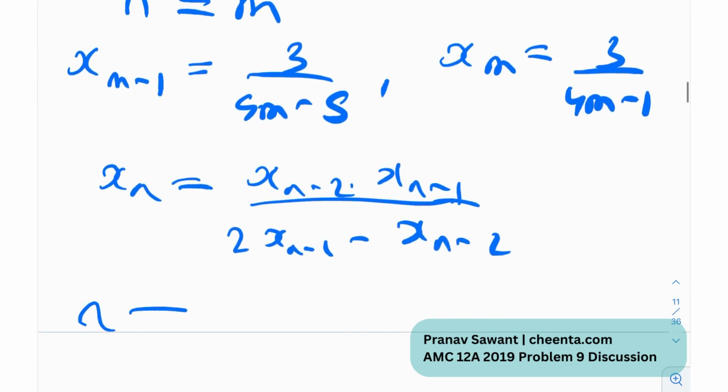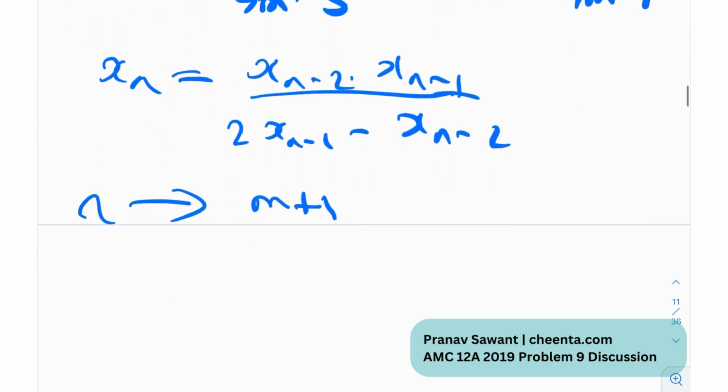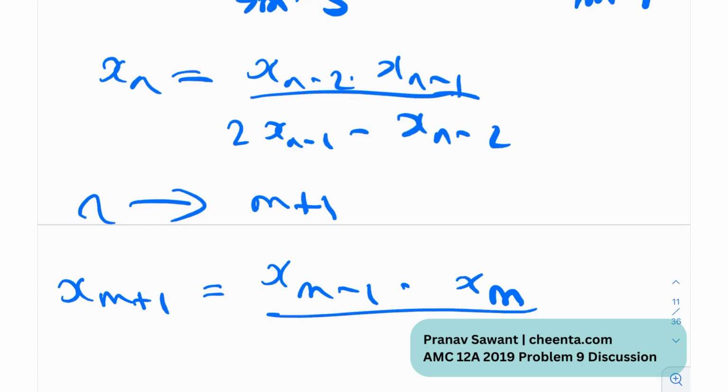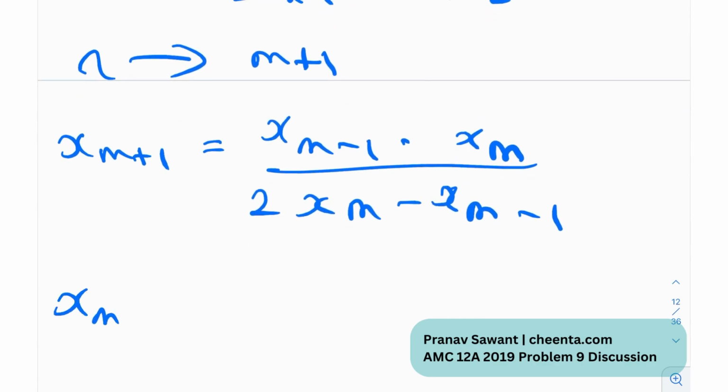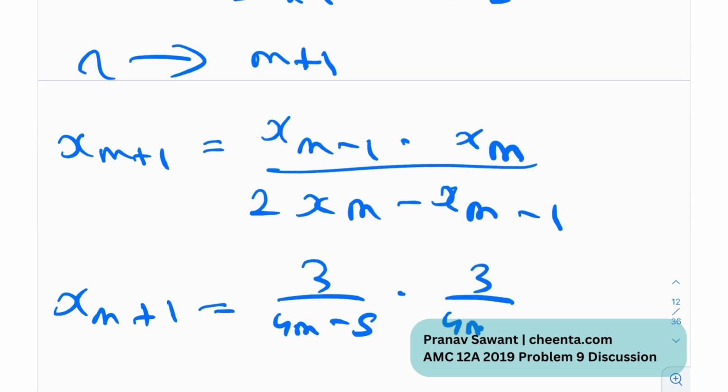Now, if I just replace n with m plus 1 over here, I would get x_{m+1}, right? And what would that be? x_{m-1} times x_m divided by, what would be the denominator? It would be twice of x_m minus x_{m-1}. And that's great because we know the values of x_m and x_{m-1}. If I just plug that back into this, I would get something similar to this: 3 divided by 4m minus 5 times 3 divided by 4m minus 1.